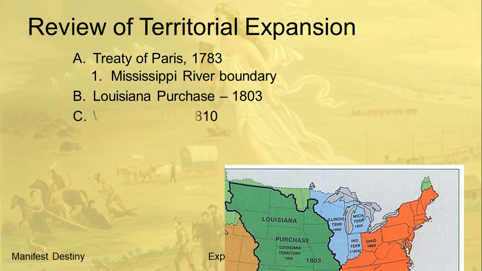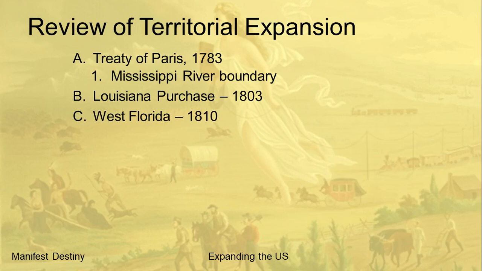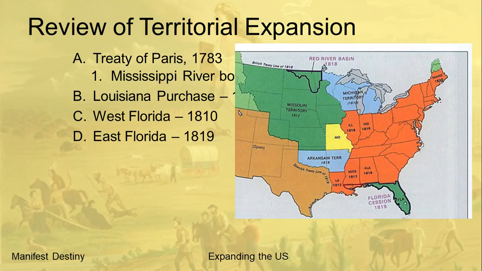And it remained that way for several decades. 1810, we acquired West Florida. 1819, the Adams-Onis Treaty, we got East Florida. And so that is where we are. That's where we're sitting now as we approach the mid-1800s.